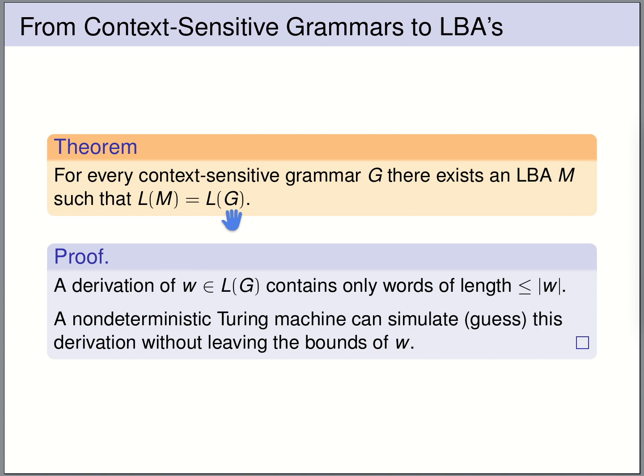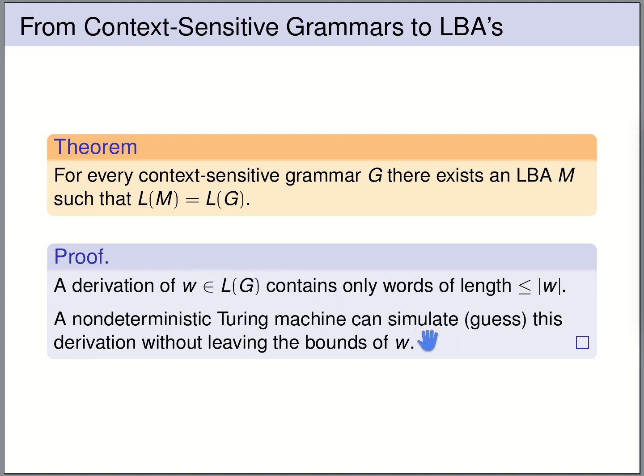The proof is really quite simple. If we want to know whether a word w can be derived by the grammar, we only need to consider words that have lengths up to the length of w. In the derivation of w, we never can have words that are longer than w itself because of the property of the rules of context-sensitive grammars. The right-hand side of such a rule is never shorter than the left-hand side. So this means if we apply such a rule, the words never get shorter.